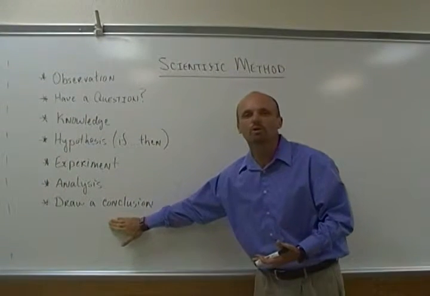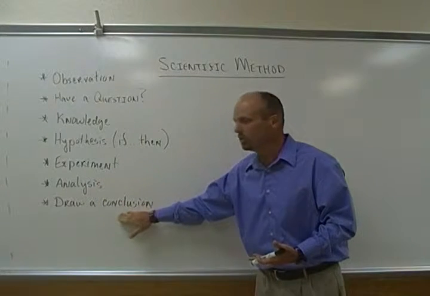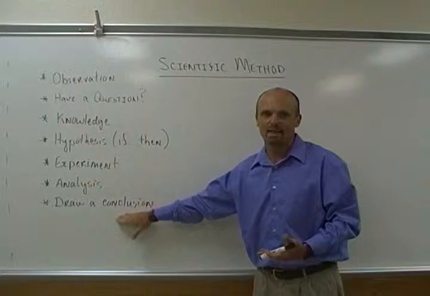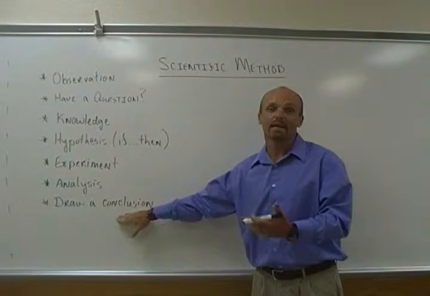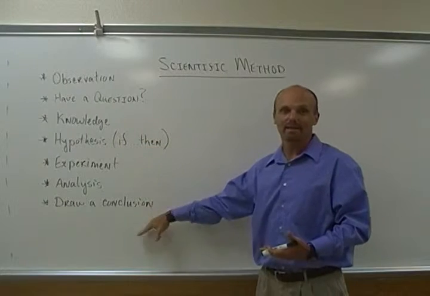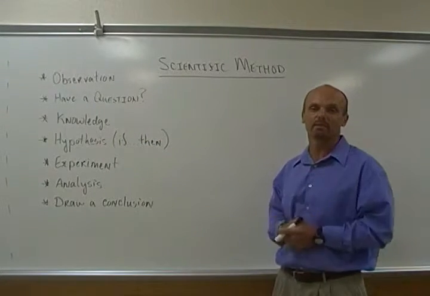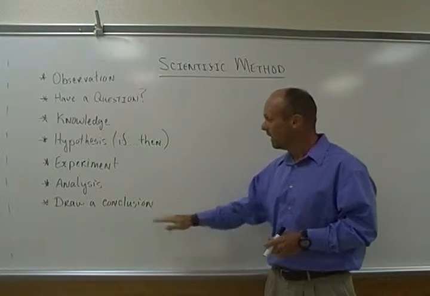The next one is draw a conclusion from that analysis. So you're going to analyze the data from the experiment and draw a conclusion. The light stayed off, or the light came on. If the light came on, great. The hypothesis was correct. If I jiggle the switch and the light came on, it just means that there was a short circuit in the switch.